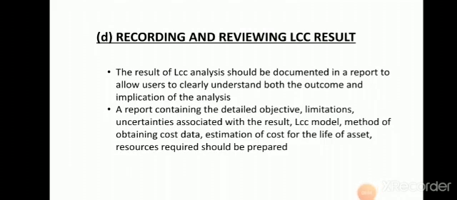The last stage in LCC analysis planning is recording and reviewing LCC result. Here, a report must be prepared. A report containing the detailed objectives, limitations, uncertainties associated with the result, LCC model, method of obtaining cost data, estimation of cost for the life of assets, and resources required should be prepared. It can be used by the management for decision making.